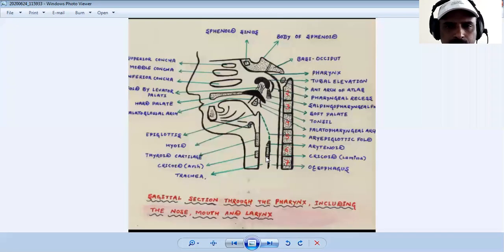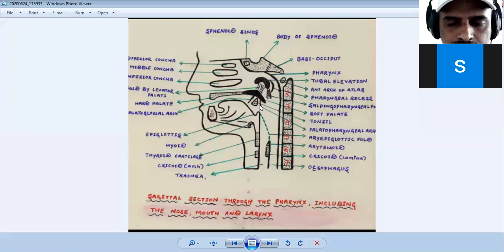Then comes about... can you hear me properly? Is it okay? Yes, sir. Okay. Can you see the diagram?